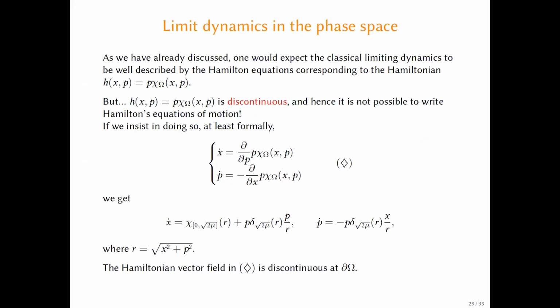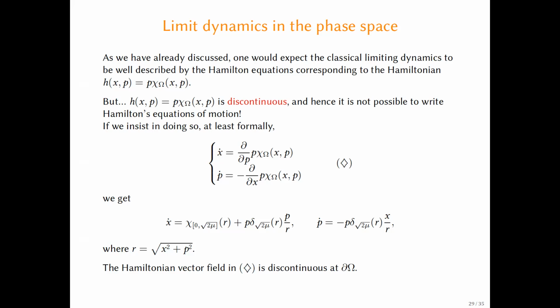Okay. So as we already said, we expect the Hamilton equation with that Hamiltonian, but what is the problem here? The problem is that this Hamiltonian is discontinuous. So it is not possible to write down the Hamilton equation with a discontinuous Hamiltonian. But we want to insist in this direction, so we write down the Hamilton equation, at least formally, and we end up with these two equations that have a part that is regular when the points are inside omega, plus a term that depends on the fact that the Hamiltonian is discontinuous. Here r is the square root of x squared plus p squared.